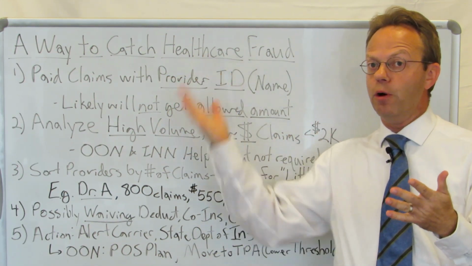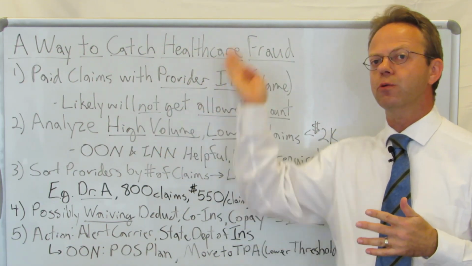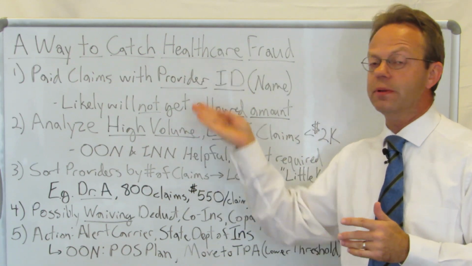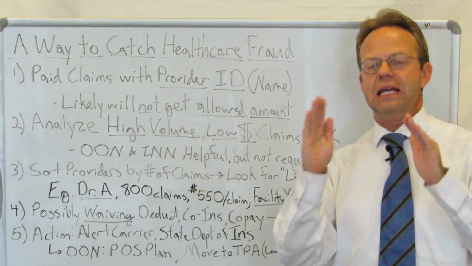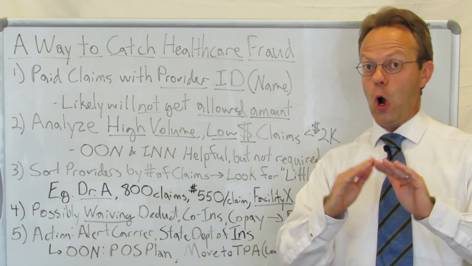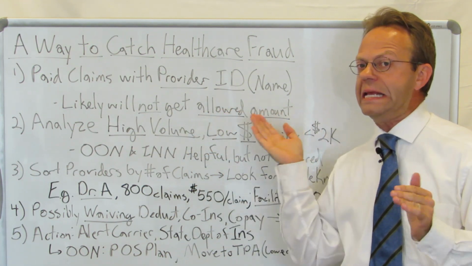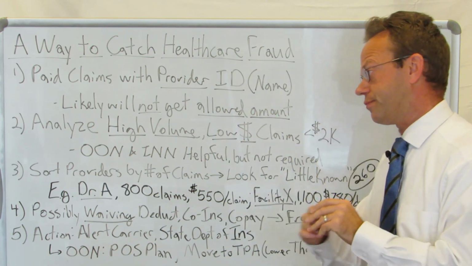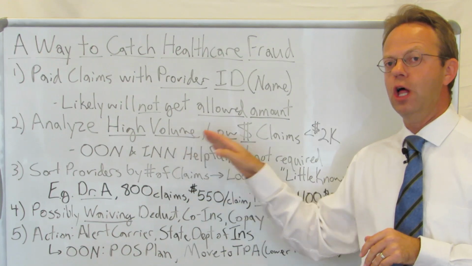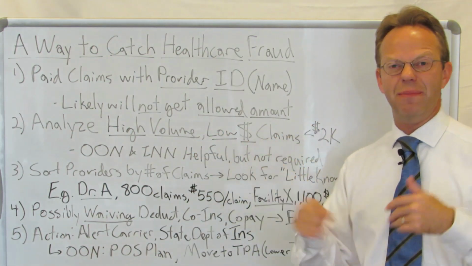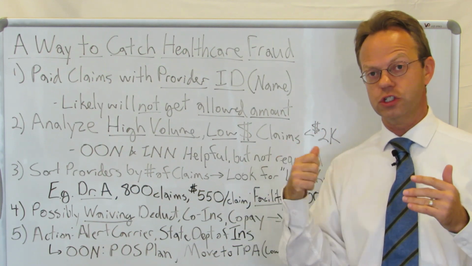So oftentimes they'll give you the allowed amount or they'll give you the provider, but they typically will not give you both, they being the carrier. So in this case, just getting the data can be challenging, but it's okay to just get billed charges. We're okay with that. We don't need to have the allowed amount, all right? Next up, we're going to analyze the high volume, low dollar claims. And by low dollar, I mean billed charges of less than $2,000, okay?